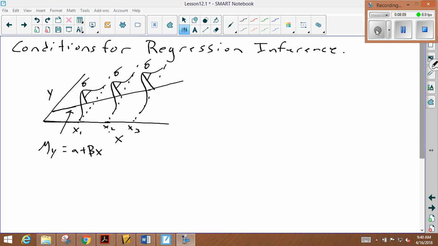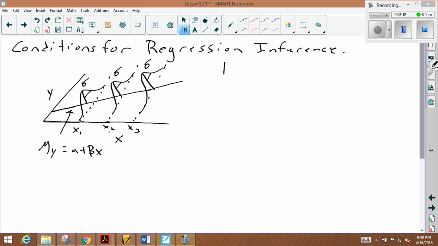So we get a new acronym. LINER. So linear minus the A. Pretty easy to remember, right? So the L actually stands for linear. Is it linear? So we got to check if it's linear. How are we going to check if it's linear? We'll look at a residual plot. If it's not linear, then we'll transform it, and we'll learn how to transform it in 12.2.